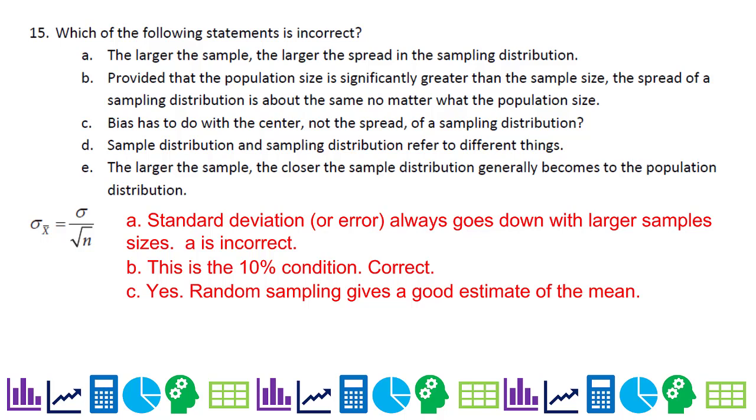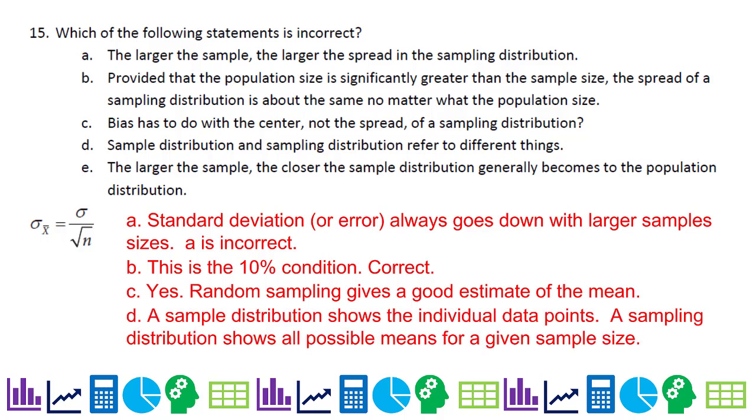Part C. Bias has to do with center, not spread of sampling distribution. I wonder why there's a question mark there. All right. Yes, random sampling gives a good estimate of the mean. This is why we random sample, is to minimize bias and to make sure we have the correct estimate of center.